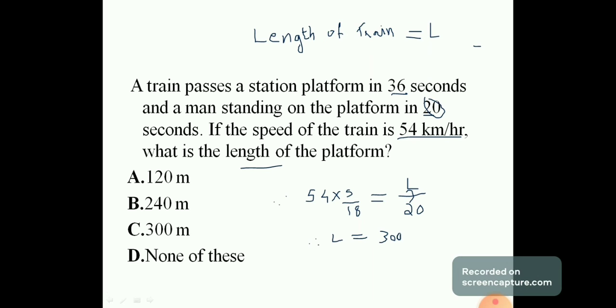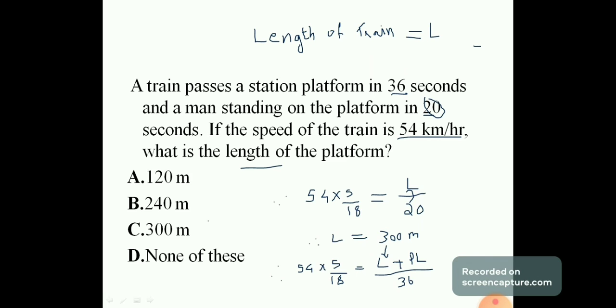Again we can use the next rule, that is train versus stationary object of certain length, that is speed of train equal to length of train plus length of platform by time taken to cross. So again speed is same, 54 into 5 by 18 is length of train plus length of platform divided by time taken, it is 36 seconds, and already we got the value of L here. Substitute the value of L as 300, so we'll be getting PL, platform length, by solving this equation, that is 54 into 5 by 18 equal to 300 plus platform length divided by 36.